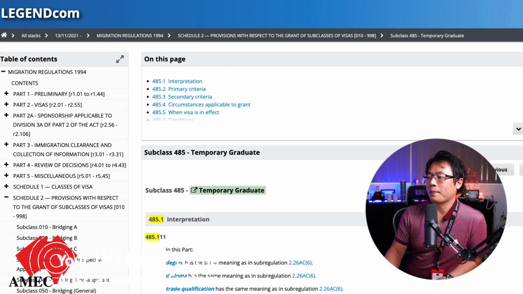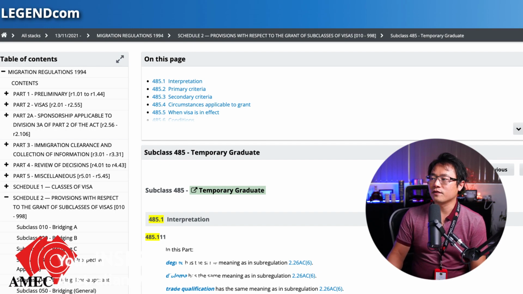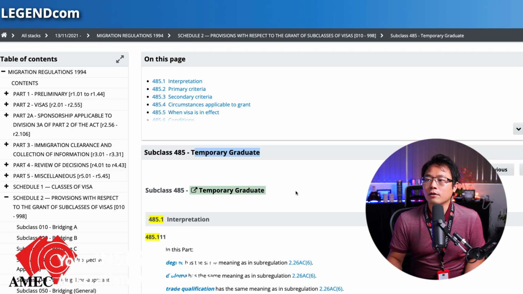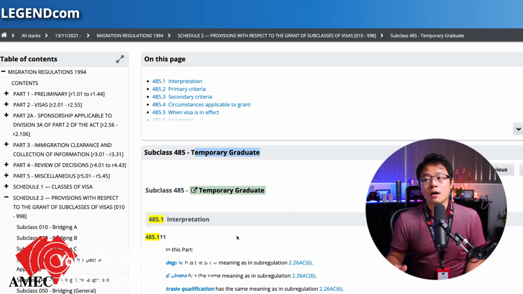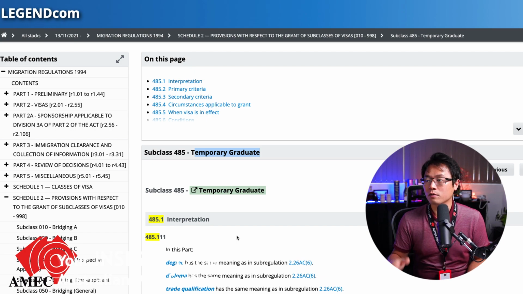Okay, now the subclass 485. It's very commonly known by the name Temporary Graduate, so it's easy to understand. A lot of people only read about this. People ask me, how do I get this link? How do I read all this stuff?